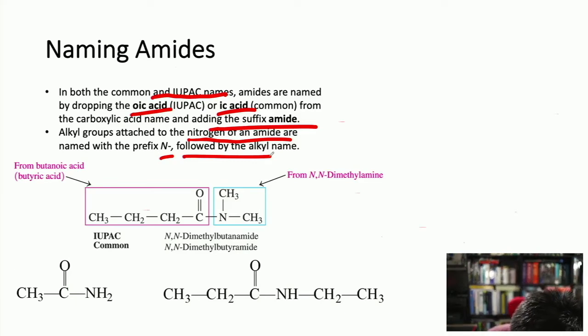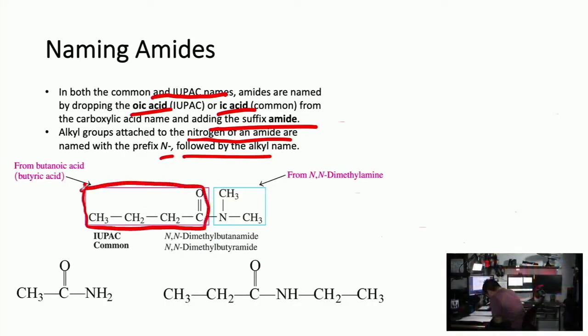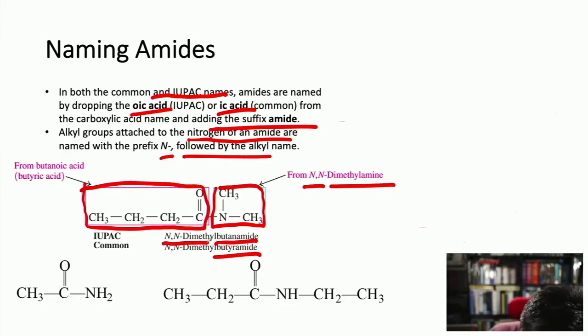Anyway, so here we go. We have butanoic acid or butyric acid right here, so that gives us the last part of the name. And then we have here the dimethylamine part, and both methyls are connected to the single nitrogen there. So that's why it's called N,N. That tells you there's two methyls that are connected to the nitrogen, N,N-dimethylamine. Combine it all together and we get N,N-dimethylbutanamide or N,N-dimethylbutyramide. Butyramide.